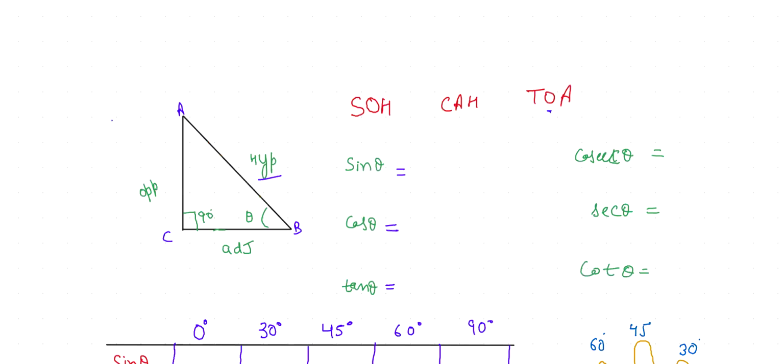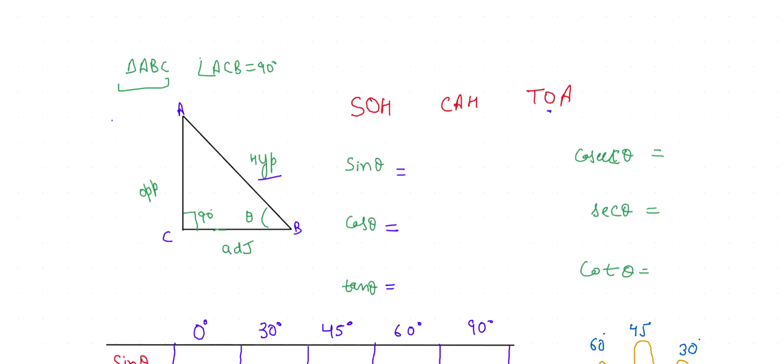So, look at this triangle. This is our right-angled triangle, that is triangle ABC. In this triangle, there is always one angle that is equal to 90 degrees, that is angle ACB, and the angle opposite to this angle is known as angle theta.